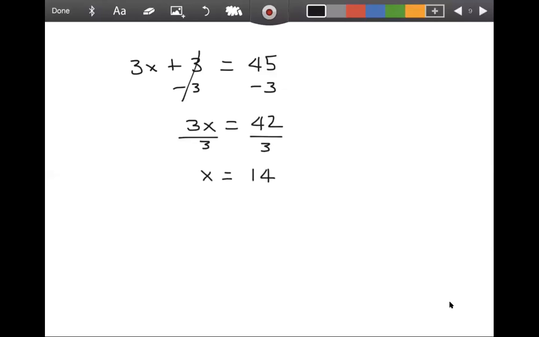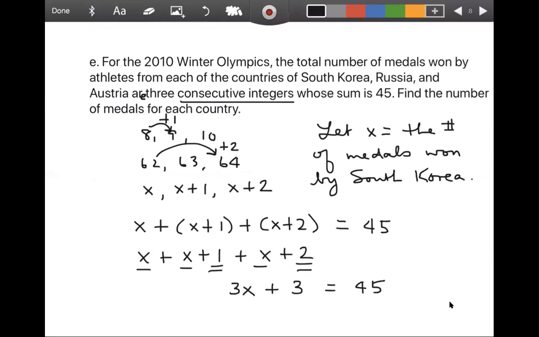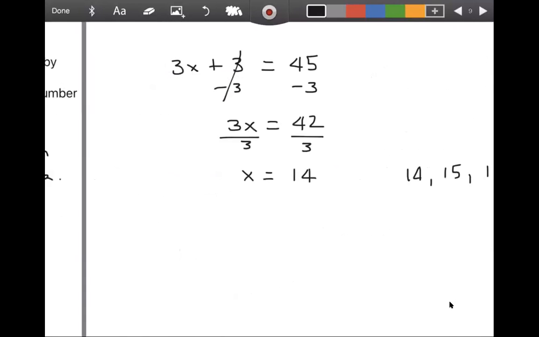So this is saying that the first of the 3 consecutive integers is 14, which means that all 3 integers should be 14, 15, 16. And those do add up to 45. So we're ready to write our answer. The question was, find the number of medals for each country.